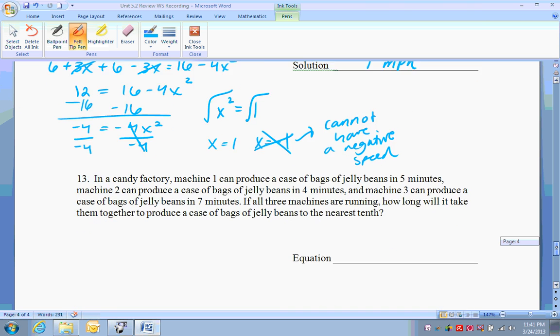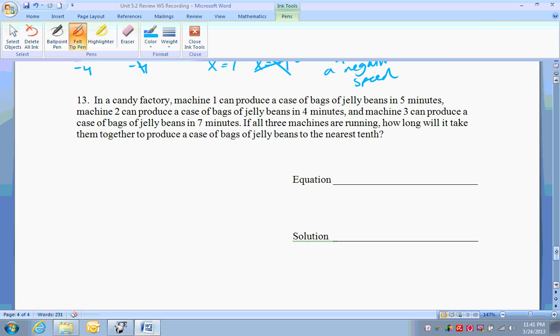Okay, last problem. It talks about a candy factory, and that their machine 1 can produce a case of bags of jelly beans in 5 minutes. Machine 2 can produce a case of bags of jelly beans in 4 minutes, and machine 3 can produce a case of bags of jelly beans in 7 minutes. If all 3 machines are running, how long will it take them together to produce a case of bags of jelly beans to the nearest tenth?